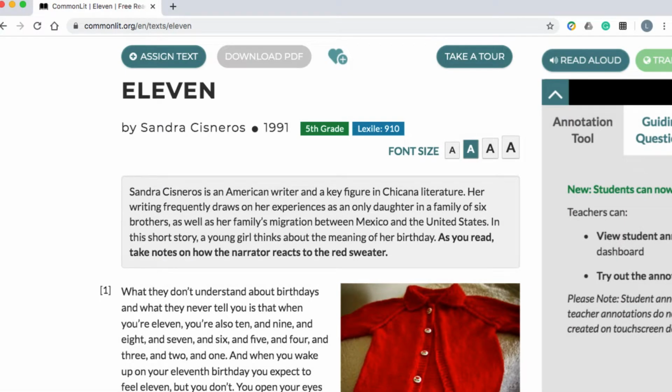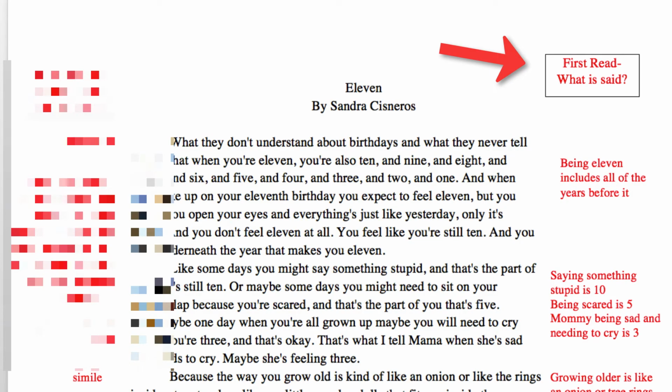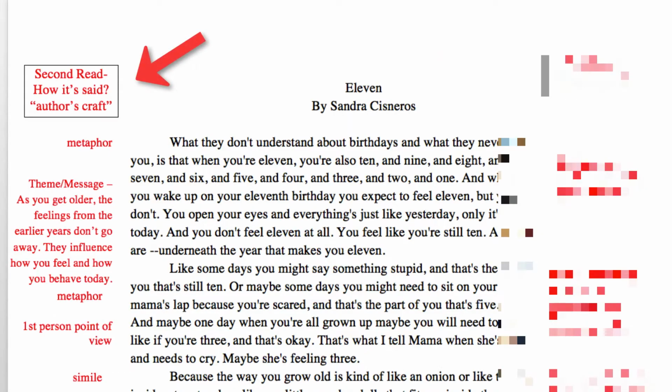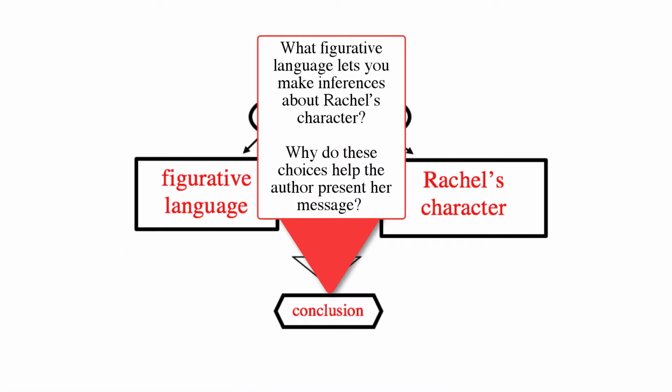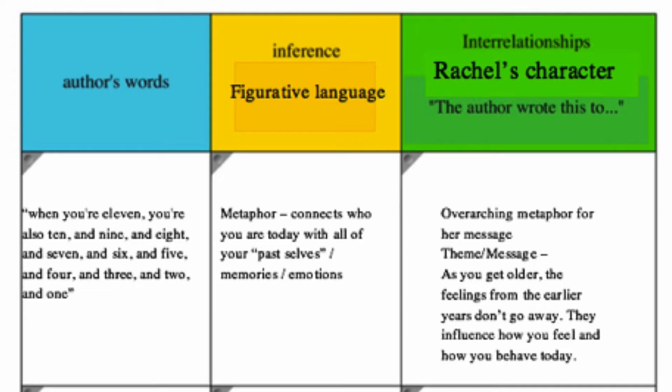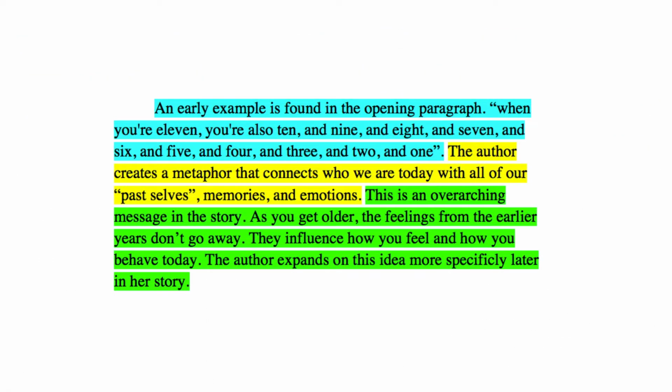Today we're going to begin work looking closely at a short story by Sandra Cisneros called 11. We'll look at the plot and get the gist of the story. What's the author saying? We'll also determine how the author writes her story. This is often referred to as author's craft. Then we'll draw conclusions based on some of the interrelationships we see. Why did the author write this way? We'll finish by writing out some of our ideas in an essay.